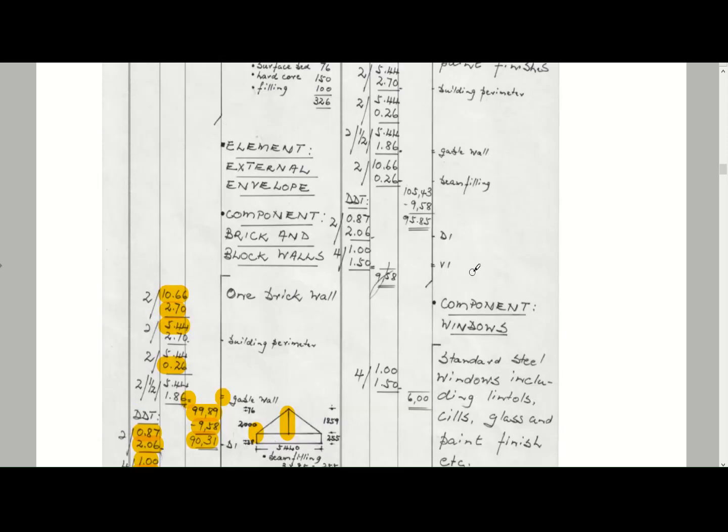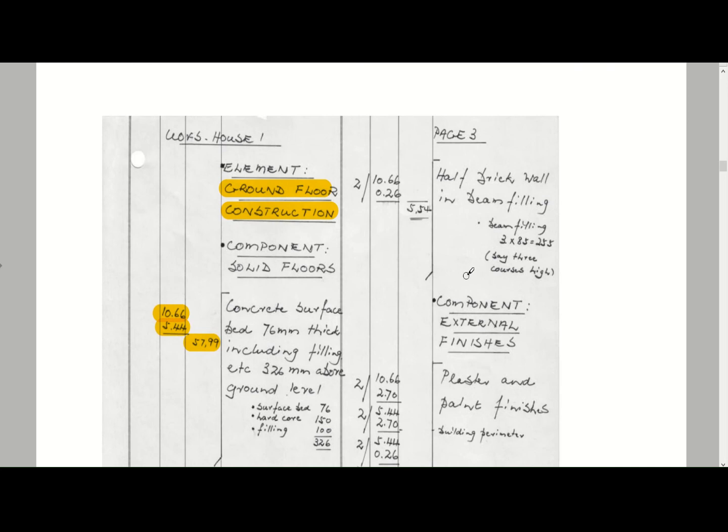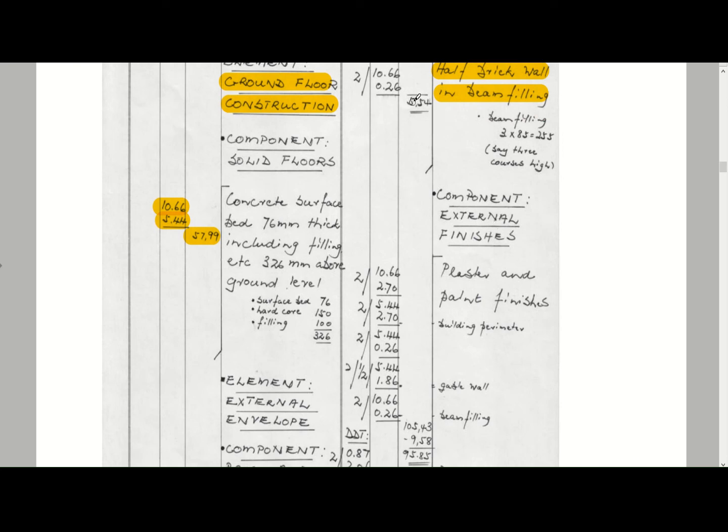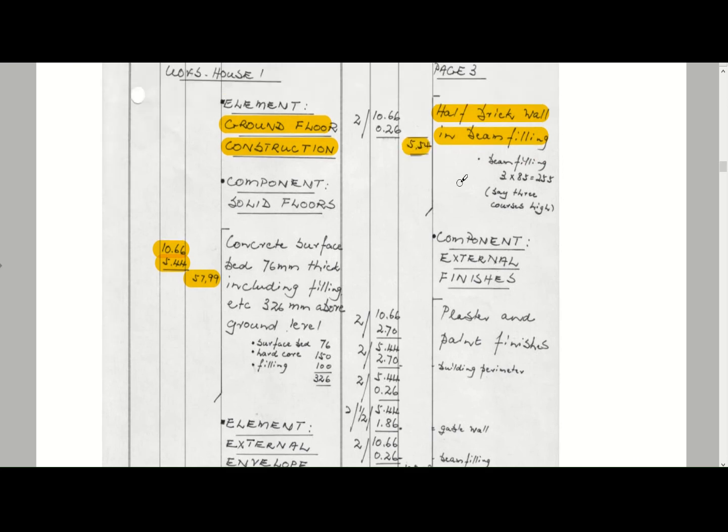One brick walls. Now we've got a 220 wall for our internal wall. This actually shows that in the foundation we had a 220 wall, and then in our top structure we have a 110 millimeter wall, and you will see that we've got our beam filling here that they've measured, and you get your total area there.